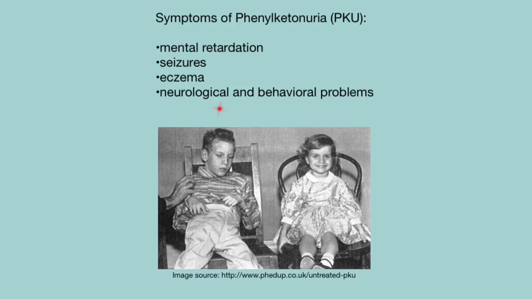The older brother has PKU, so when the younger sister was born, they had her tested and were able to put her on a low phenylalanine diet so that she never had any symptoms. You can see there's a huge difference between the little girl and the older brother just by the eye contact she's making with the camera and how he's holding his hands. He can't really sit in the chair. He has to have someone help him sit. So when PKU is not caught early enough, then you have irreversible brain damage, seizures, neurological and behavioral problems. But when it's caught, individuals can live a completely normal life.